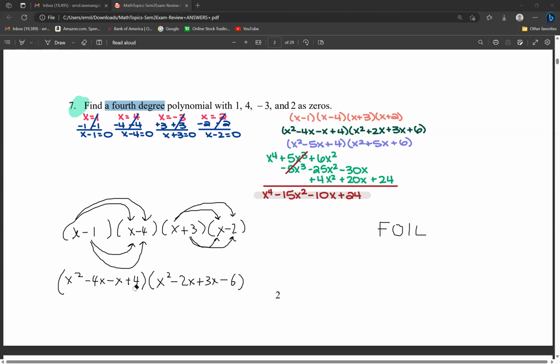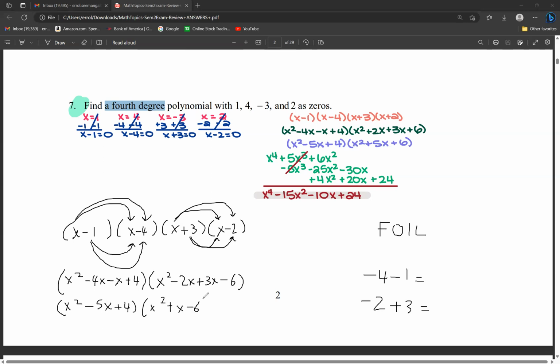Combine like terms. See on the first bracket, minus 4x minus x. What is that? What's the net change? Minus 5x. So x squared minus 5x plus 4. And the second one? What is minus 2 plus 3? Plus 1. So x squared plus x minus 6.